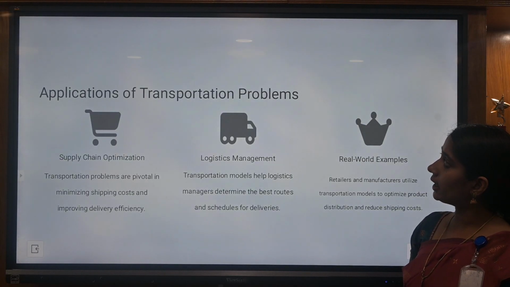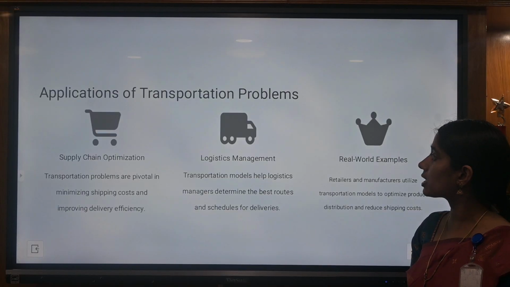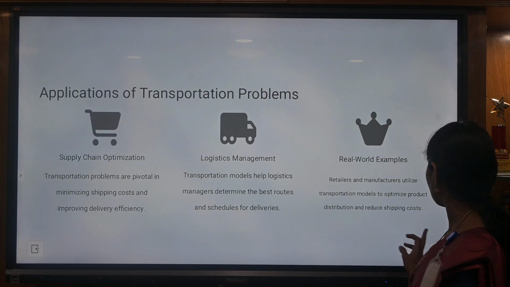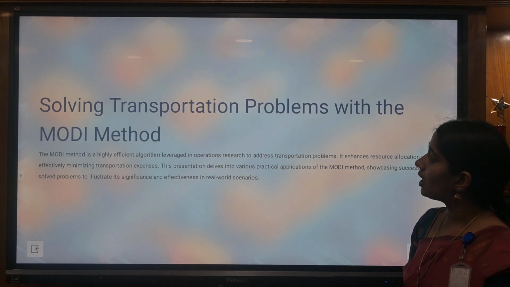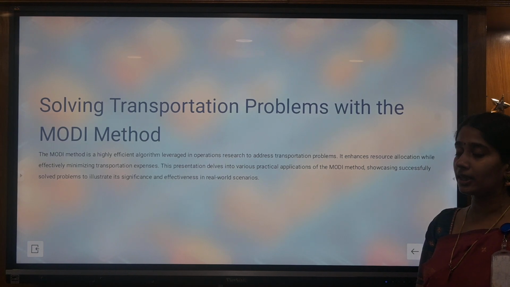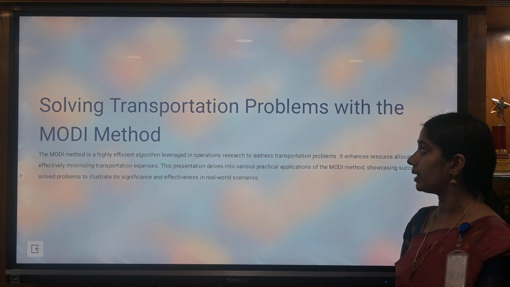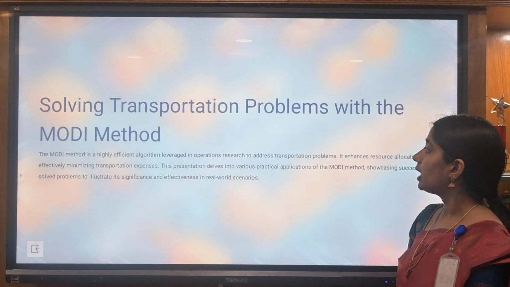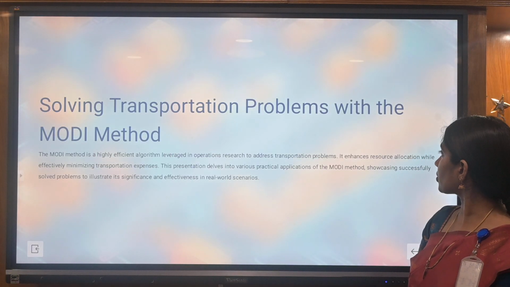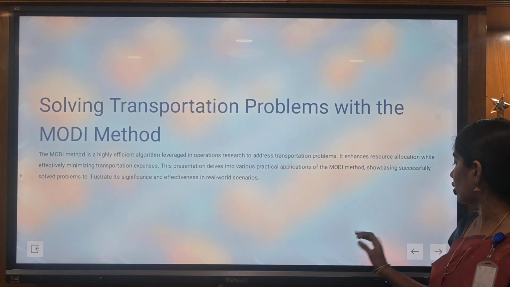So as I said earlier, applications of transportation problems include supply chain optimization, logistics management and in many real world examples like in healthcare and retail management. So now we are going to see how to solve a transportation problem using modified distribution method, also known as MODI method. This method is a highly efficient algorithm. It is an iterative algorithm in operational research to address transportation problems. It is used to enhance resource allocation and effectively minimizes transportation expenses.